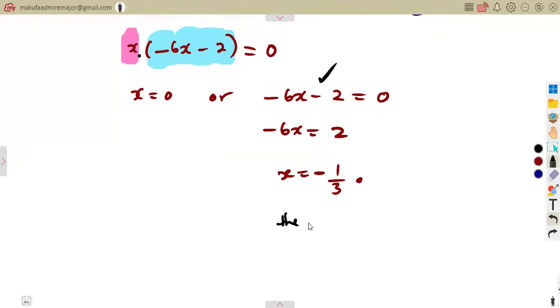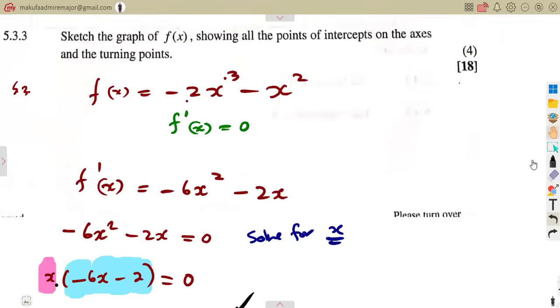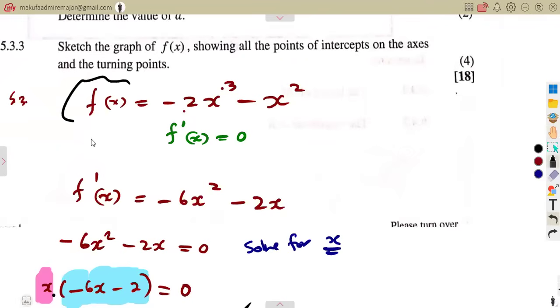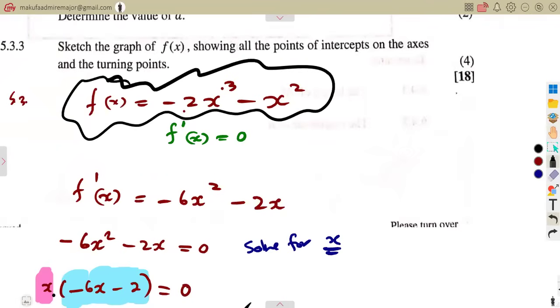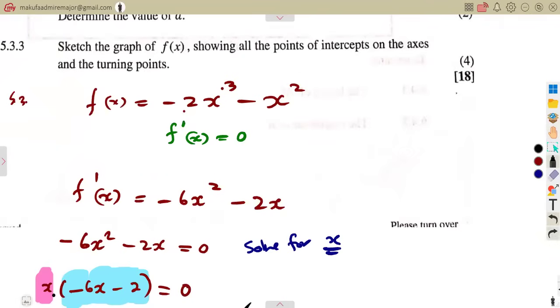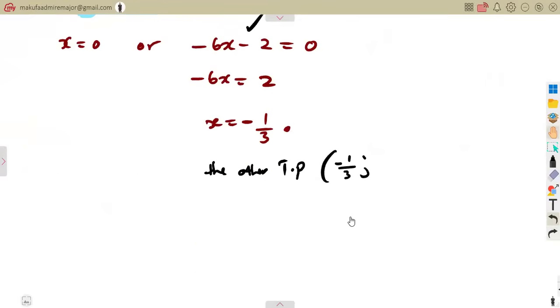So how do you write this? The other turning point, the x is the one that you are given, minus a third. What about the y value? Because the point is made up of x and y. So you substitute back into the original function in place of f of x: f of minus a third. Wherever there is x, you substitute minus a third.